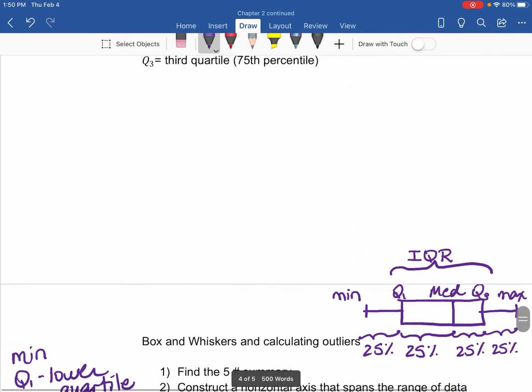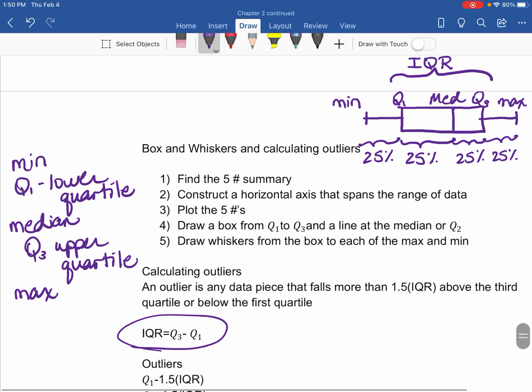So I'm going to continue with this idea of the box plot. Your five number summary, again, min, Q1, median, Q3, and max. I'll show you where you can calculate those. Then you will plot your five numbers and create your box. The median is also Q2.